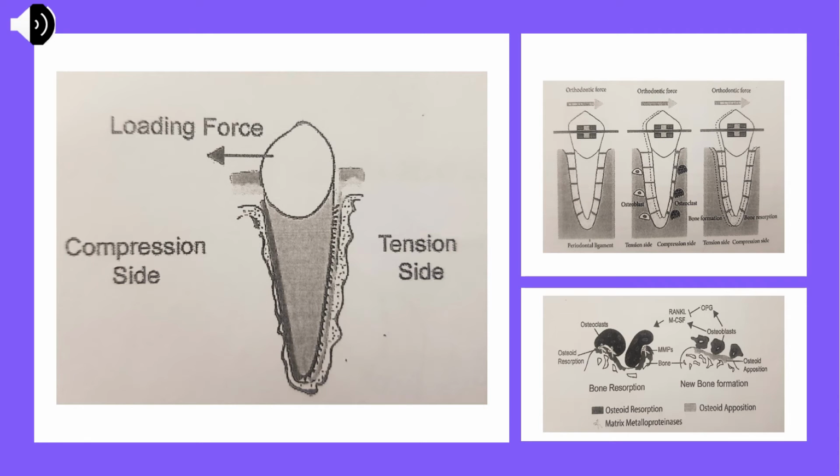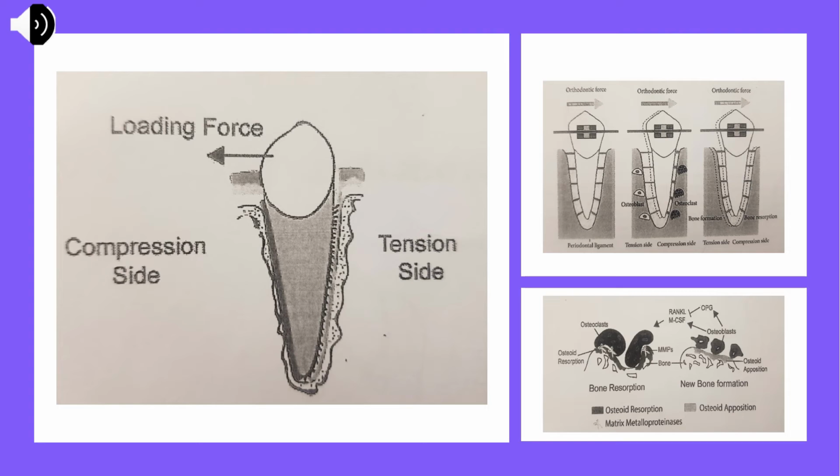These images illustrate what occurs within the periodontium and alveolar bone during the process of tooth movement. The process is known as bone remodeling, and the main 2 cells involved are osteoblasts and osteoclasts.